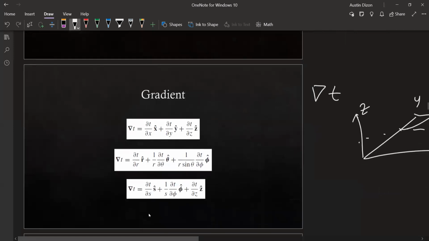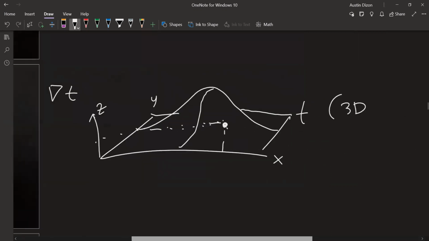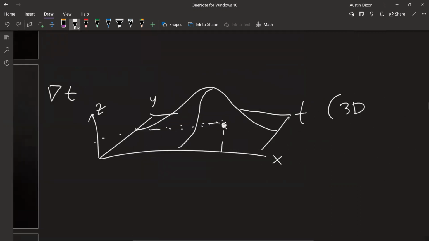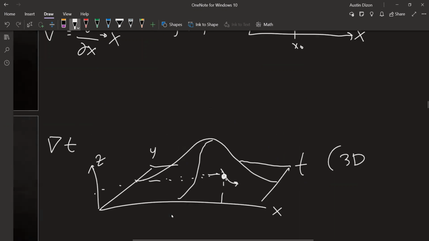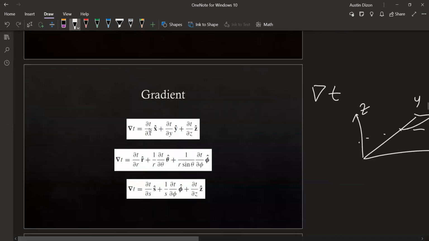And kapag nag-gradient ka, bibigyan ka nun ng vector. Vector to, di ba? Ibig sabihin, yung slope mo doon may direction. At this point, parang pababa yung slope mo, and it points na medyo papunta siya ng x. Kaya siya vector. Ang mahalaga naman is sa exam, alam niyo yung mathematical form nito. Itong mga to, bakit ang daming gradient? Depende yan sa t.